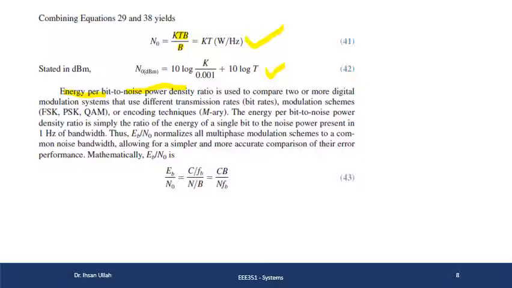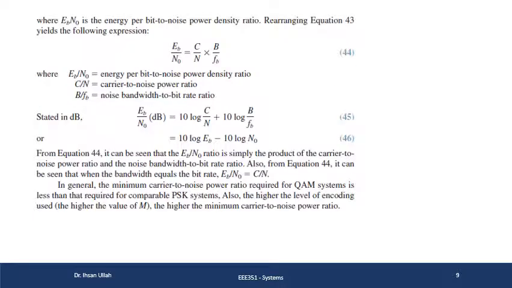Mathematically, it can be written as carrier power divided by the bit rate, and thermal noise power divided by the bandwidth, and overall you are going to get this expression. This is the expression for EB by N naught, where EB by N naught is the energy per bit to noise power density ratio.